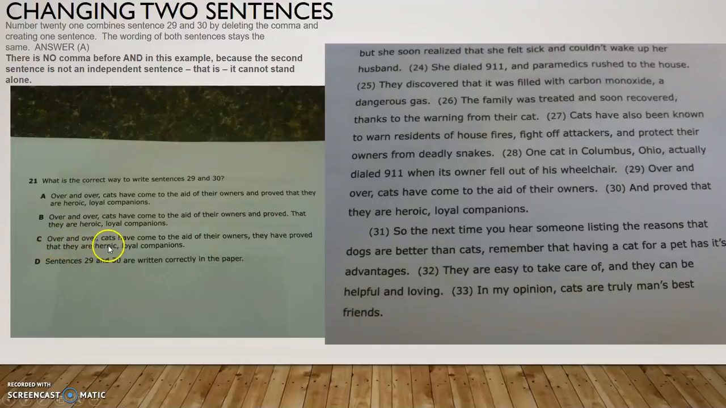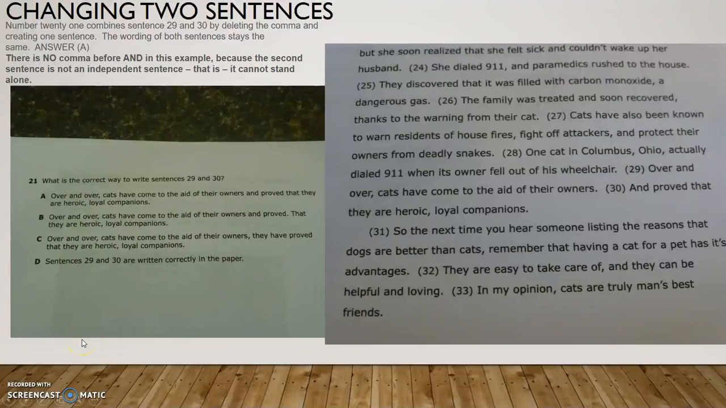C, over and over, cats have come to the aid of their owners, comma, they have proved that they are heroic, loyal companions. I know that A is my right choice because that is the correct way to combine sentences 29 and 30. There's no comma before and here because the second part is not an independent sentence. That is, it cannot stand alone because it doesn't have another subject. Prove that they are heroic, loyal companions. That cannot stand alone, so that is not an independent clause.